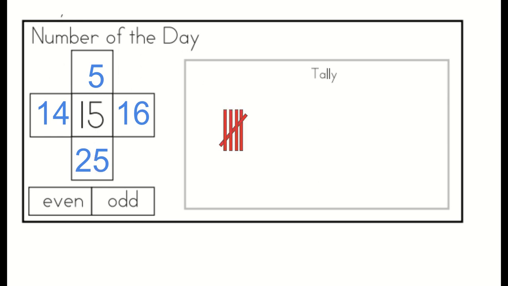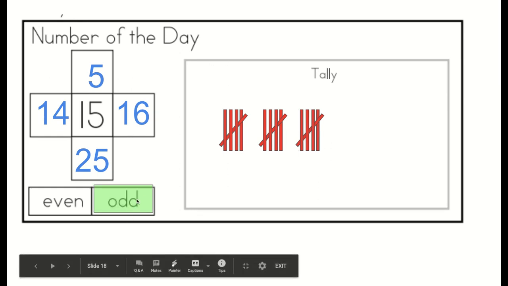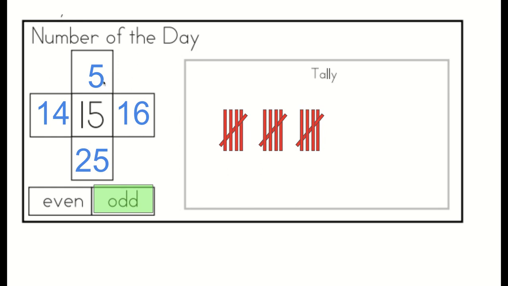Your tally marks: 15 is a multiple of 5, so when you're counting by 5, you would say 5, 10, 15, and 15 is an odd number. All numbers in this column ending with 5 are odd numbers. All numbers that have 1, 3, 5, 7, and 9 in the ones place are odd numbers. 5 is odd, 15 is odd, 25 is odd.